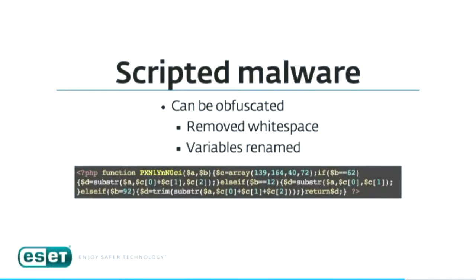So scripted malware, even though it's plain text, it can be quite obfuscated. So when we find it, most of the time they remove all the white space. They have tools to rename the variables. Well, I hope they have tools to do it, because it would take a very long time. And you can have different layers of packing inside of them. So this is a Python script that I have no idea what it does just by looking at it.